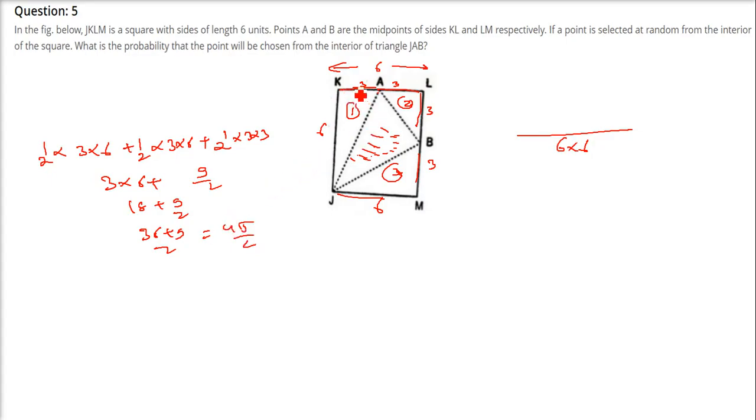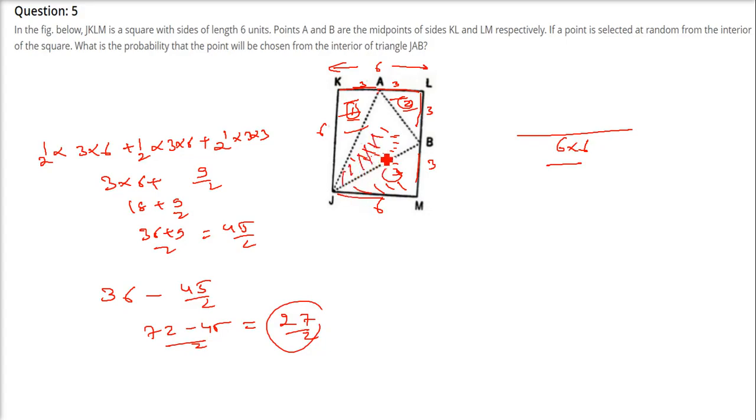And now this has to be subtracted from the actual area of this region, you can say. So what is the area? We just found out that the area of the square is 36. So we have to subtract this one and this one from this whole area, so that we get the internal region. So it will be 72 minus 45 by 2, over 2. This is 27 by 2. So 27 by 2 is the area of this region, which is the favorable region.